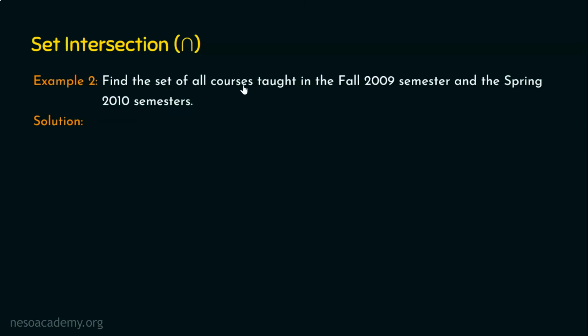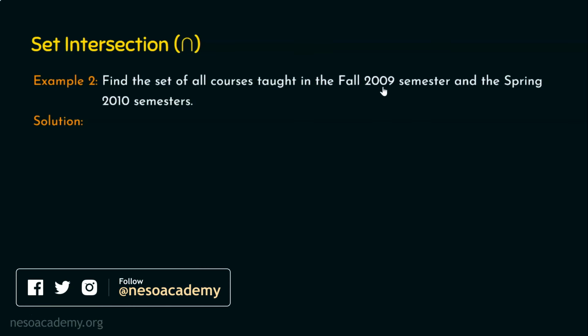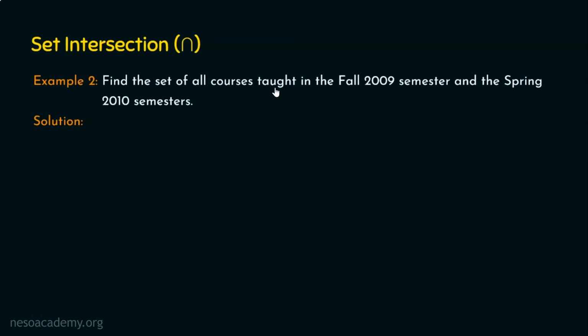First, we will list all the courses that are taught in the fall 2009 semester. So what relation are we going to take? It's the set of all courses taught, not related to instructor. So we are not going to take the teachers relation. Rather, we are going to take the section relation, which contains all the courses taught in a particular semester.